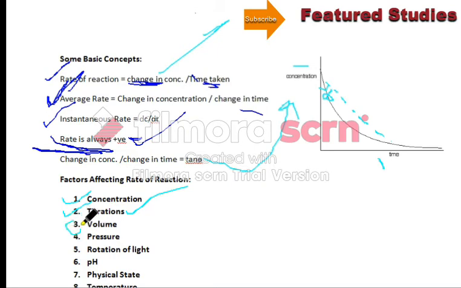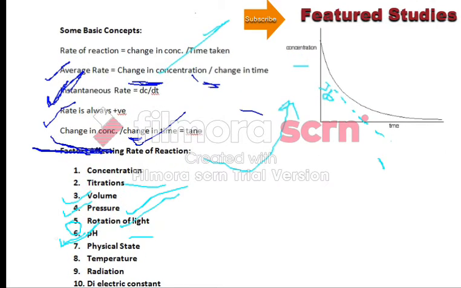Next factor is volume. It depends on the volume, because the concentration depends on the volume, so the rate of reaction also depends on the volume. Pressure. The pressure also affects the rate of the reaction. So it is also one of the factors.